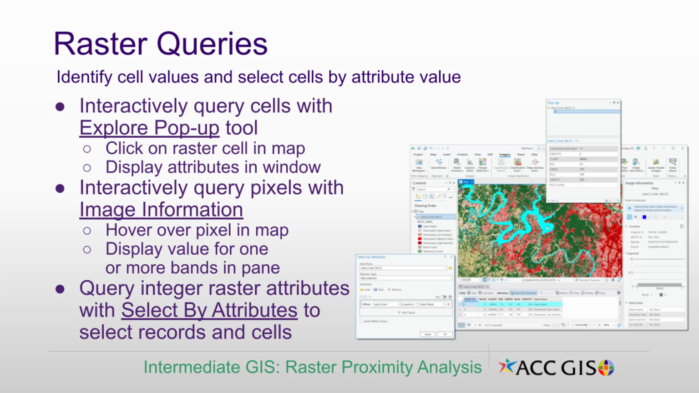In this example right here, I'm querying the land cover raster data set and created an expression where land cover is equal to open water, and that has selected that record in the attribute table and the corresponding 99,050 cells in the map view.